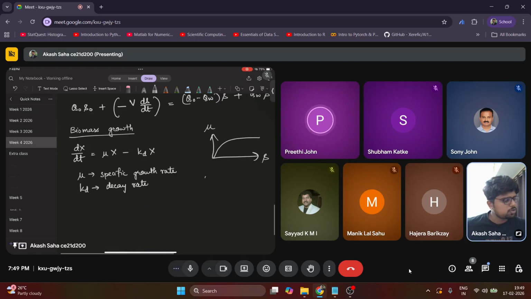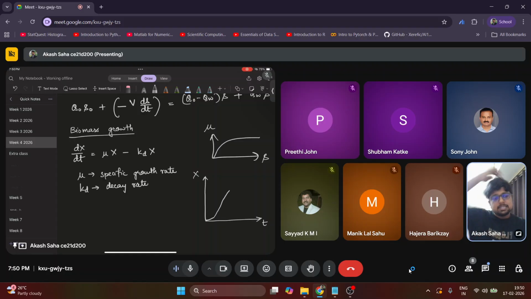Yes. Biomass growth looks something like this. Suppose it is with respect to x and t. With time, at first there will be some small acclimatization. The biomass will try to settle in and adapt to the environment, so the growth will be very little. This is the lag phase. Then there will be a log phase, where the biomass will be increasing very highly, at a very fast growth rate.